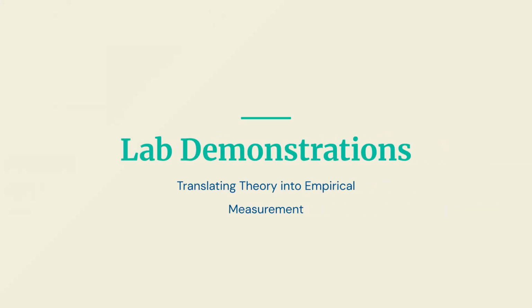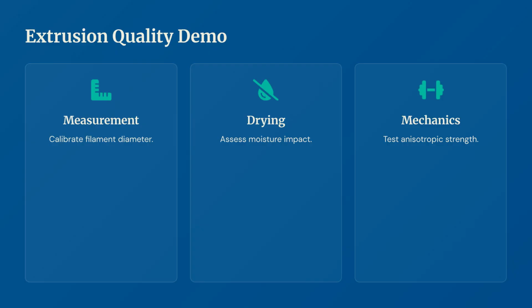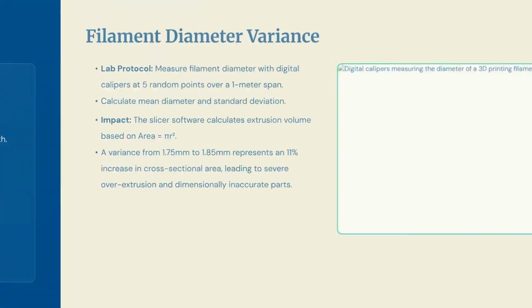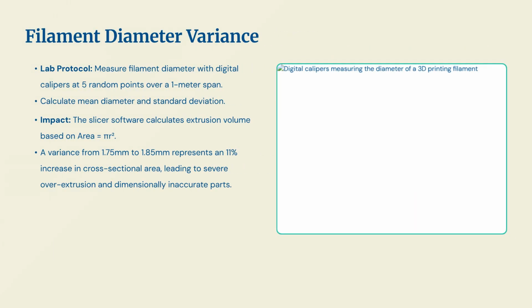In this final section, we shift to practical laboratory demonstrations, where we translate these theories into empirical measurements. Our lab protocols focus on three key areas: verifying filament diameter for consistency, drying materials to prevent hydrolysis, and mechanical testing to understand how these factors affect the strength of our printed components. To wrap up, remember that even small variations in filament diameter have a major impact. Since slicers calculate volume based on the area of the filament, even a slight increase in diameter can lead to significant overextrusion and dimensional inaccuracies in your parts.